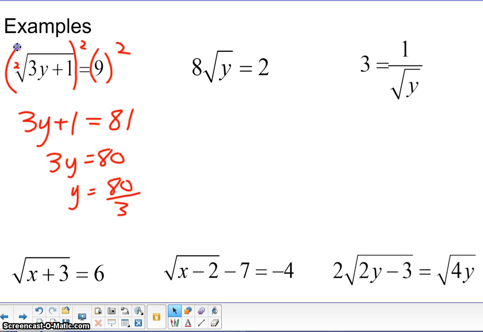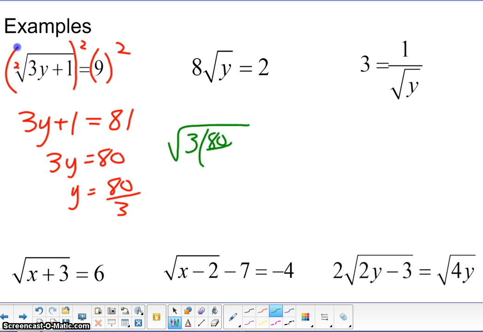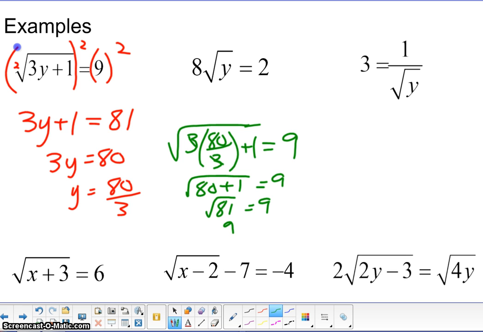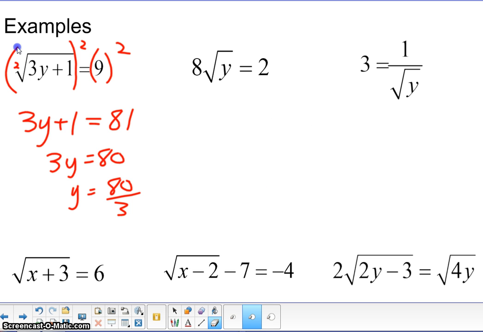Now if we're going to check for extraneous solutions, we would take the 80 over 3 and plug it in for y in this case. So, and that's supposed to equal 9 plus 1. The 3's would cancel, giving you 80 plus 1. The square root of 81 is 9. So that checks out. I know it is the correct answer. So I'm going to go ahead and get rid of that.